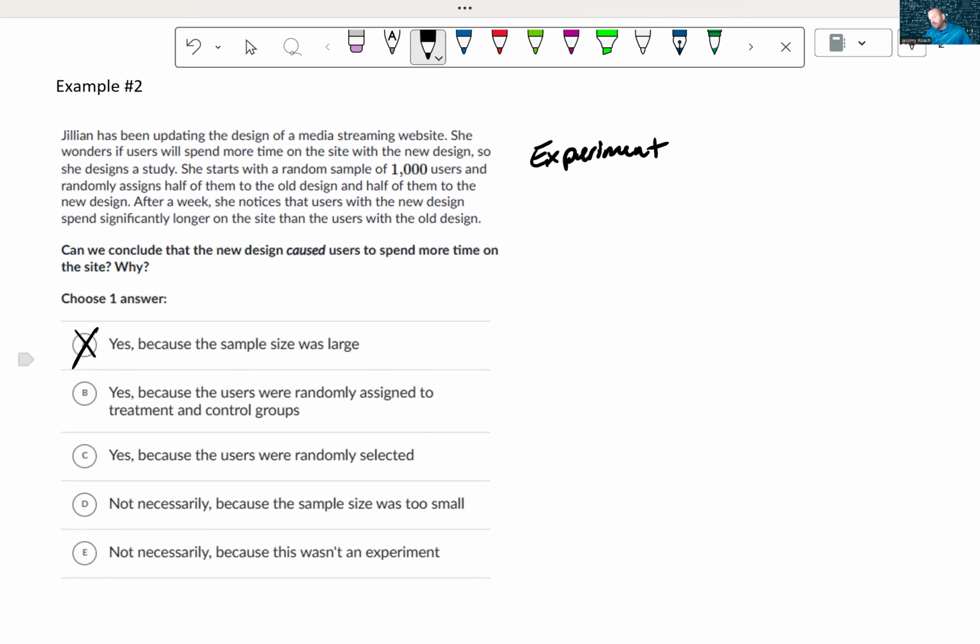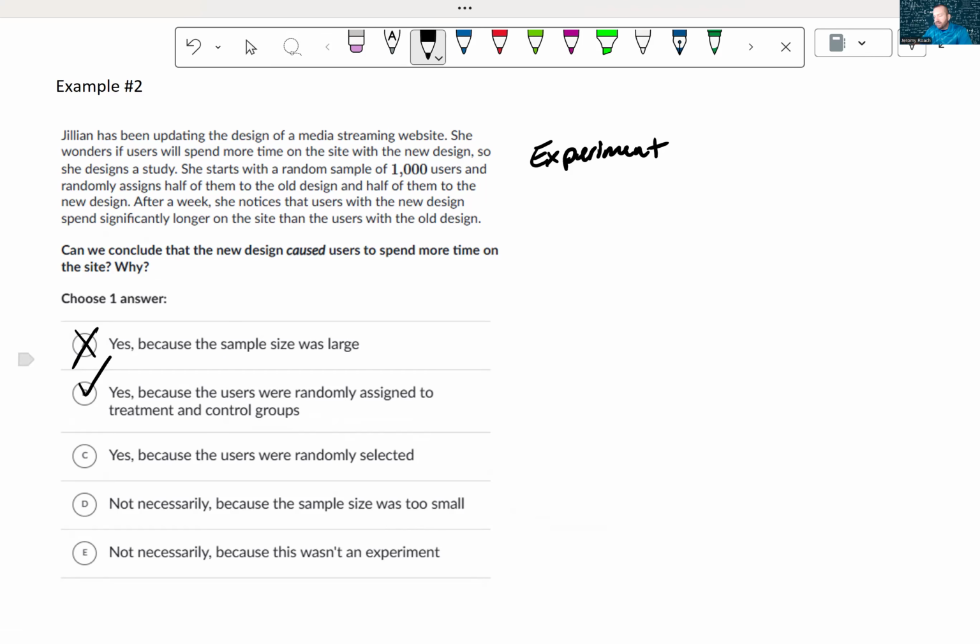B says yes, because users were randomly assigned to treatment and control groups. So the treatment group here would be the new website, and the control group would be the old website. And so we can say, yes, this is an experiment that caused people to spend more time on the site. She noticed that users with the new design spent much longer on the site than users with the old design. So we can say that this is causation.